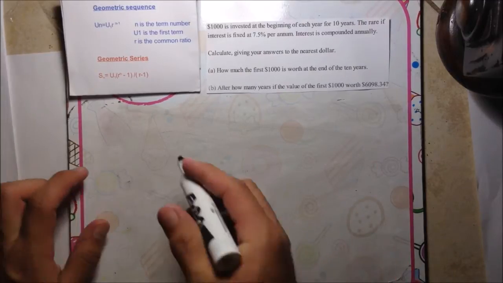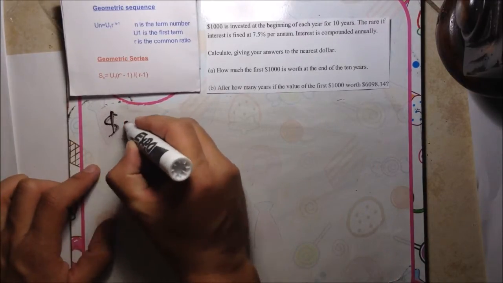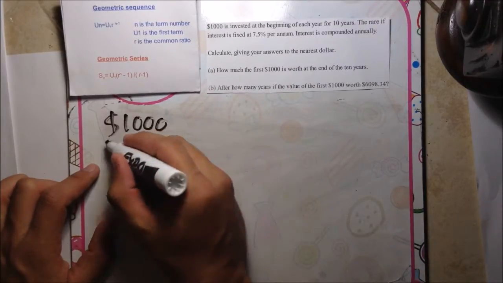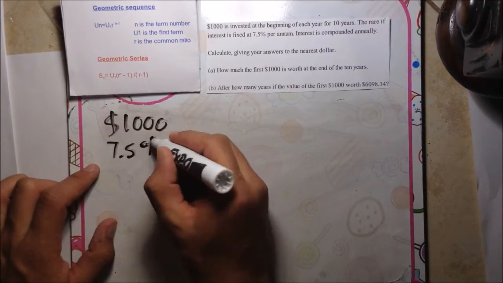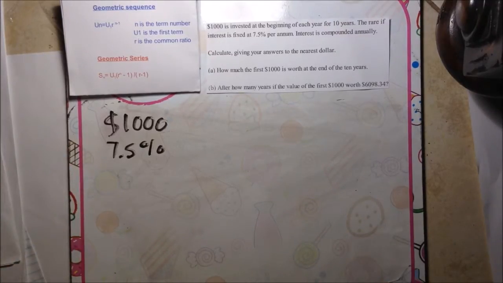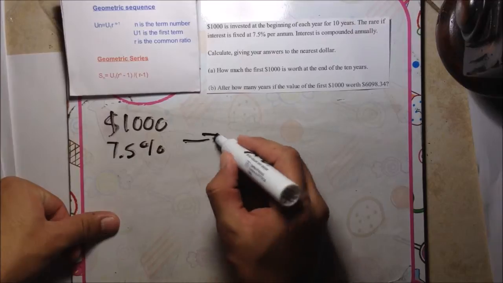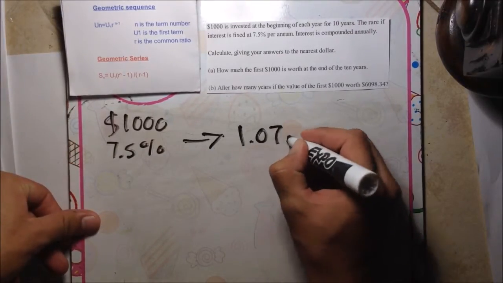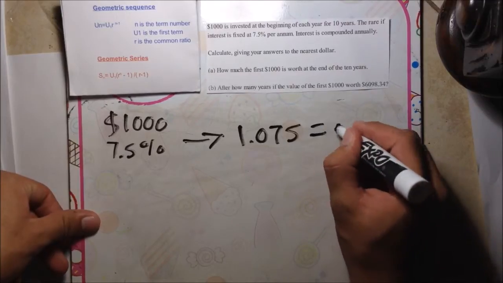So on question A, we're asked to find how much the first $1,000 is worth at the end of 10 years. Looking at that problem, we know that the initial investment is $1,000, and we know that the interest rate is 7.5%. So what this means is that the investment grows by 7.5% from year to year, which translates to a ratio of 1.075, which happens to be our r.